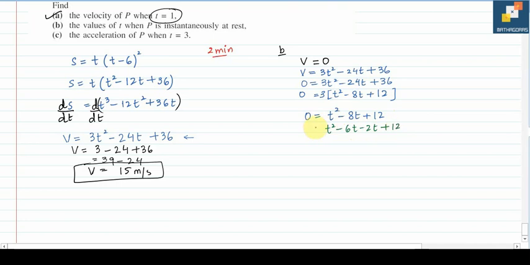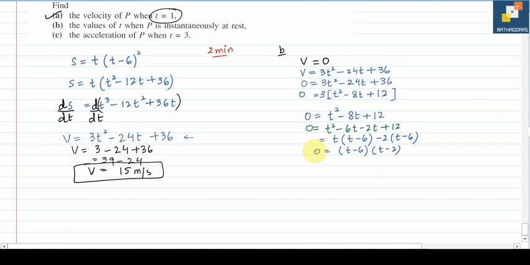We have applied the middle term here, and now we can take common here. The common is t. Inside the bracket it's t minus 6, minus 2 inside the bracket it's t minus 6. Again we can take common, that is t minus 6, and the leftover is t minus 2 equals to 0.